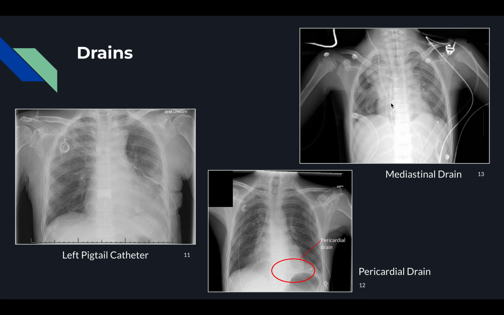This is usually placed after some sort of CABG type of procedure to drain the mediastinal space. But just looking at this x-ray as well, we can see there's a few other lines and tubes that we've already talked about. You can see a central line coming down here. You can see a chest tube here, some more sternotomy wires, and you can actually see an ET tube here as well.